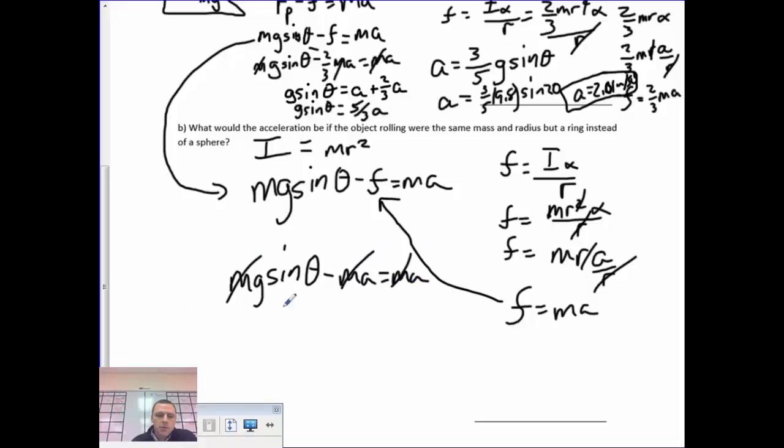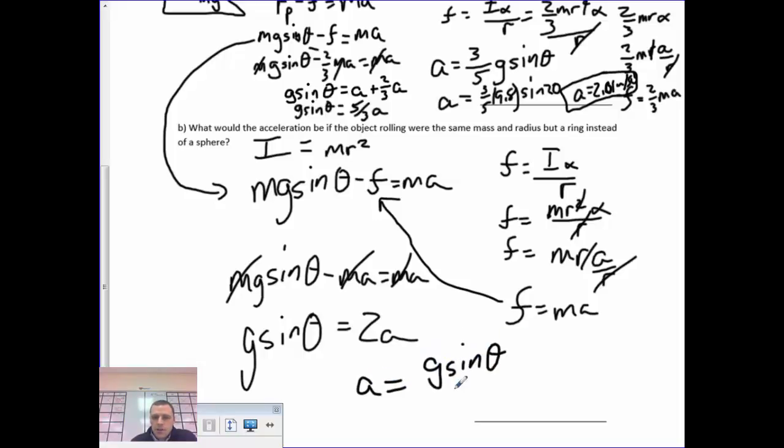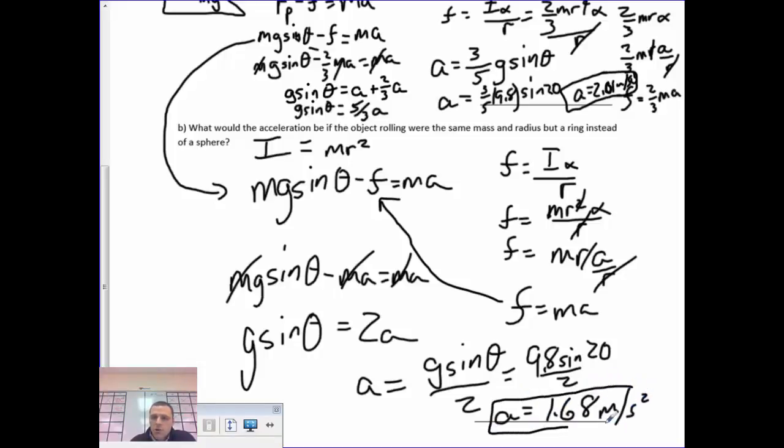Masses cancel like above. g sine theta equals 2a. So a equals g sine theta divided by 2, which is whatever that value is. Let's see, 9.8 sine 20 divided by 2. So a equals 1.68 meters per second squared. So it's a little bit slower of an acceleration. The ring, again, because the mass is towards the outside, even more so than a sphere, gets a slower acceleration.